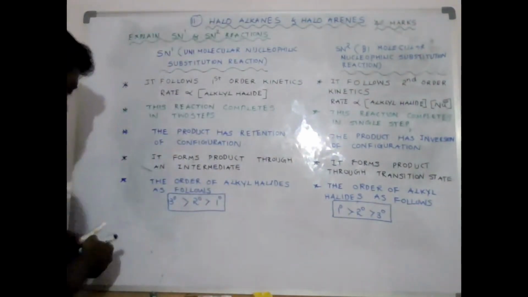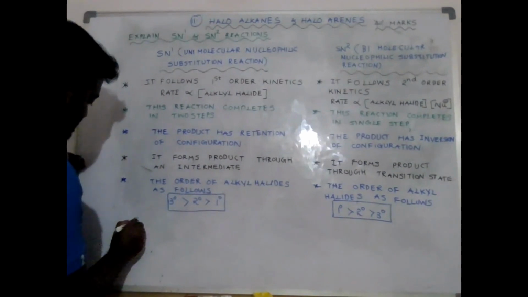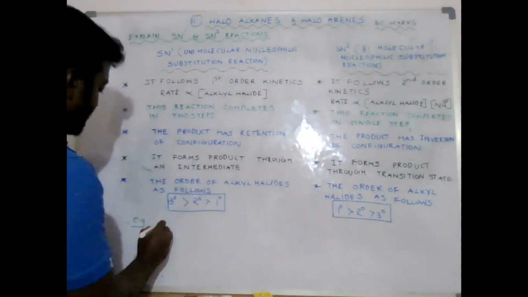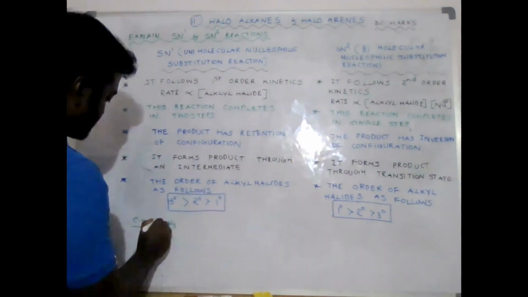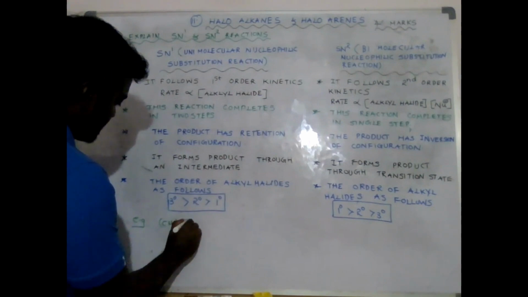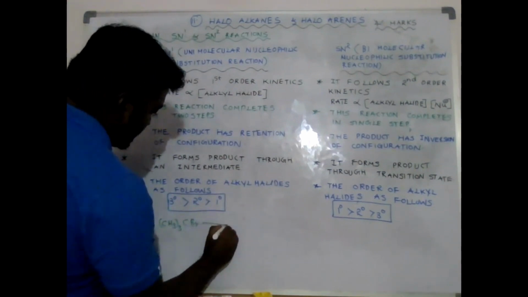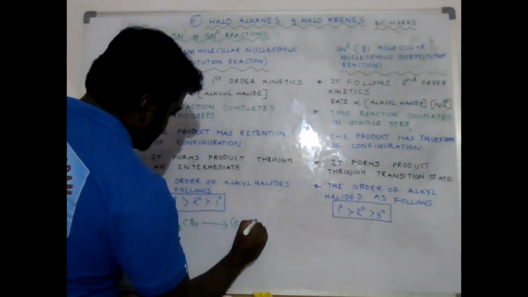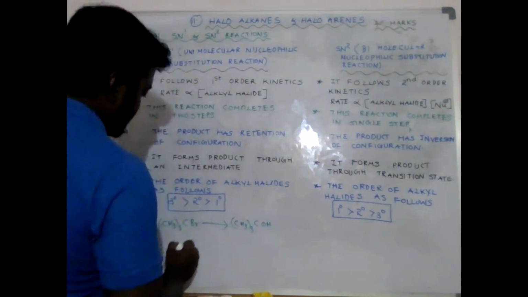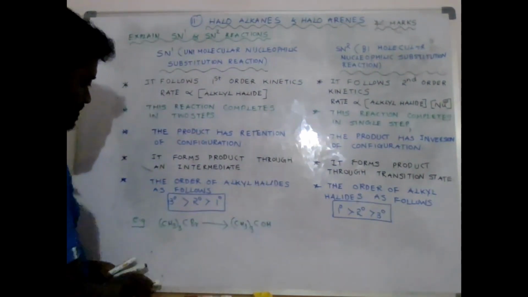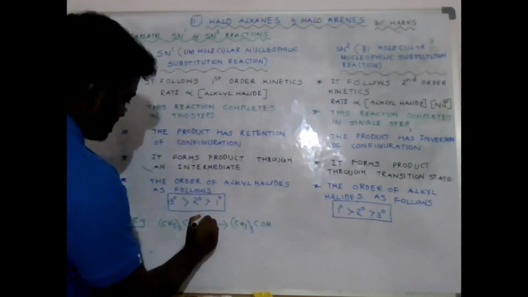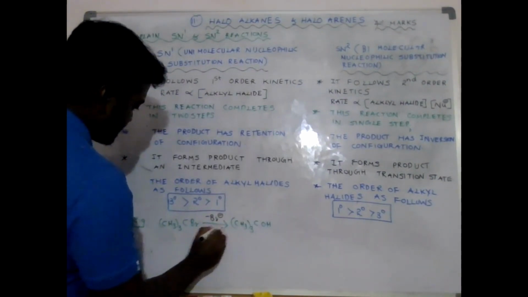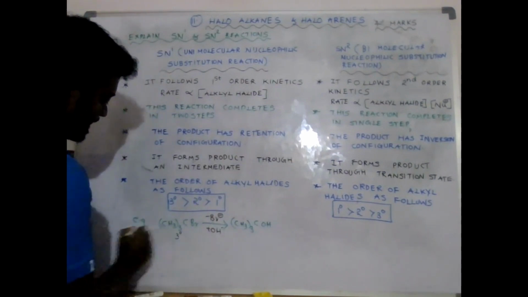Here, for the example, which one is more reactive? Tertiary, right? So we have to take a tertiary alkyl halide. So (CH3)3C-Br gives (CH3)3C-OH. So the alkyl halide is converting into alcohol. Here bromine is eliminated, and what are we adding here? OH minus. This is a tertiary alkyl halide.